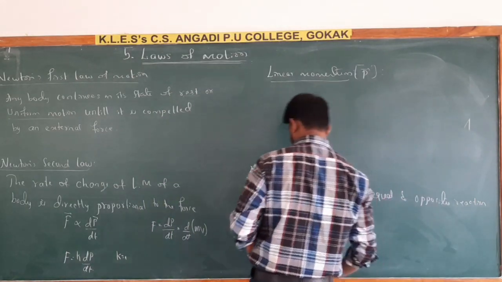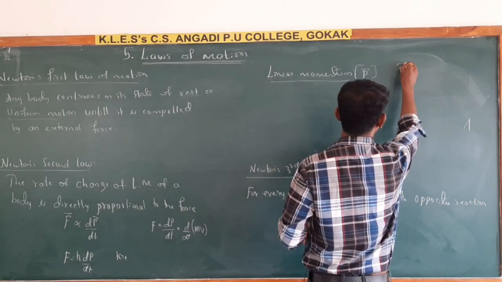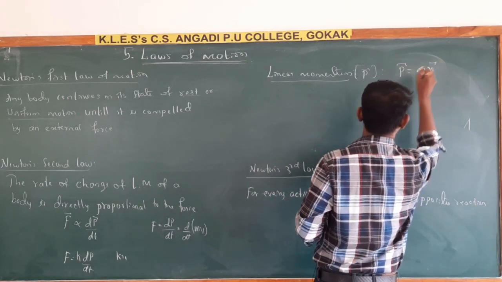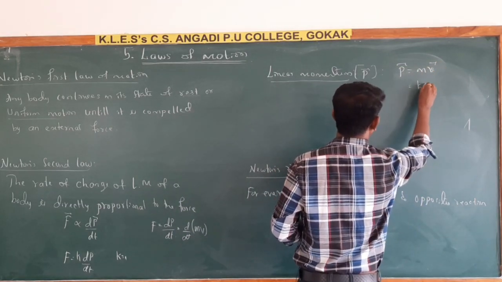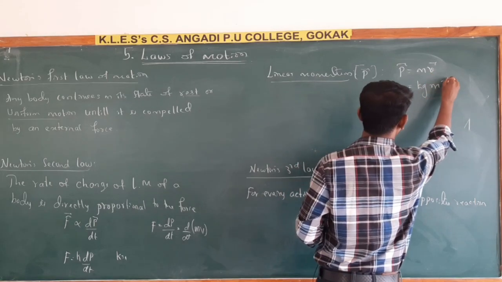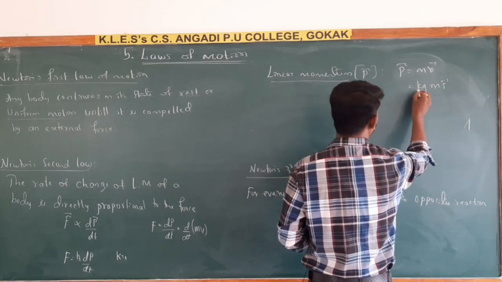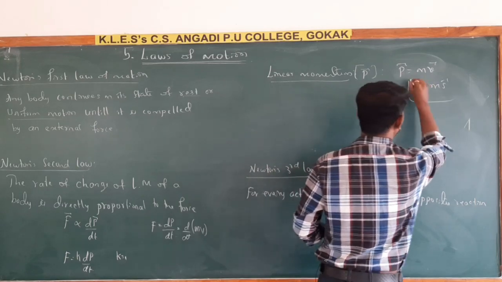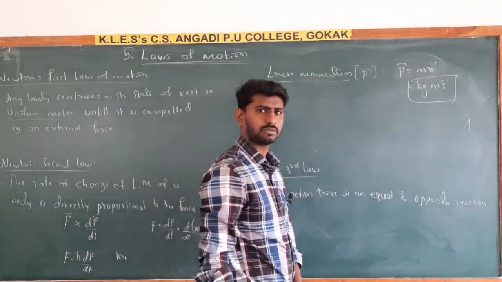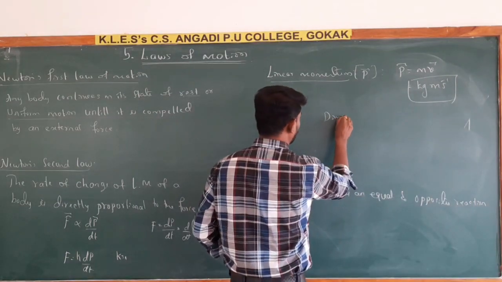As per the formula, P is equal to m into V. For the mass we will write kg, for velocity we will write meter per second. So the SI unit of linear momentum is kg meter per second. Okay, what's the dimension formula?